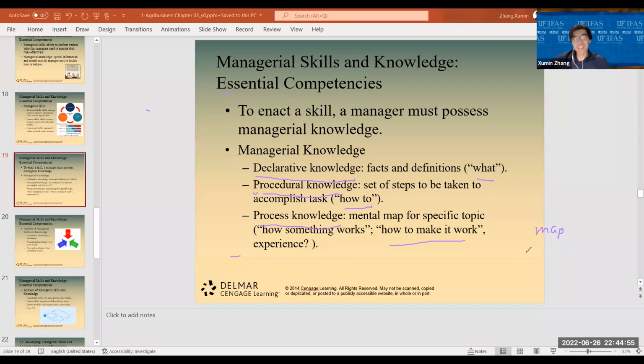It's easy to get the declarative knowledge. You just read and study. And then procedure knowledge, you don't learn this from the textbook, but you learn it from your job. Why? SOP. Do you know what SOP is? Standard operation procedure, or standardized operation procedure. The SOP only tells you 1, 2, 3, 4, 5, 6.